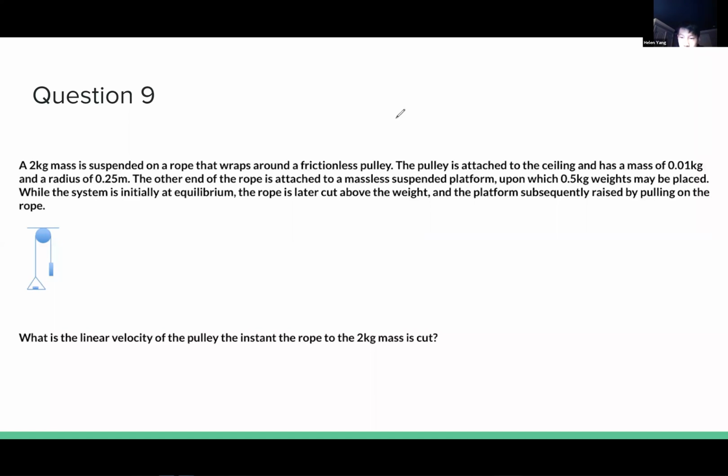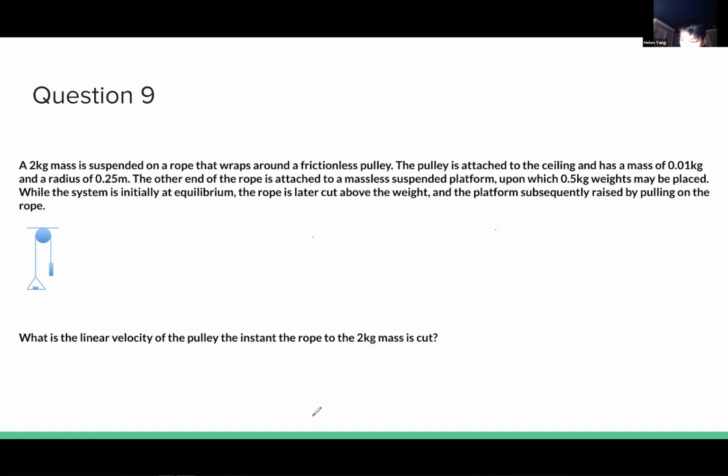Okay, so for this question, it says a 2 kg mass is suspended on a rope that wraps around a frictionless pulley. The pulley is attached to the ceiling and has a mass of 0.01 kg and a radius of 0.25 meters. The other end of the rope is attached to a massless suspended platform upon which 0.5 kg weights may be placed. While the system is initially at equilibrium, the rope is later cut above the weight, and the platform is subsequently raised by pulling on the rope. What is the linear velocity of the pulley the instant the rope to the 2 kg mass is cut?